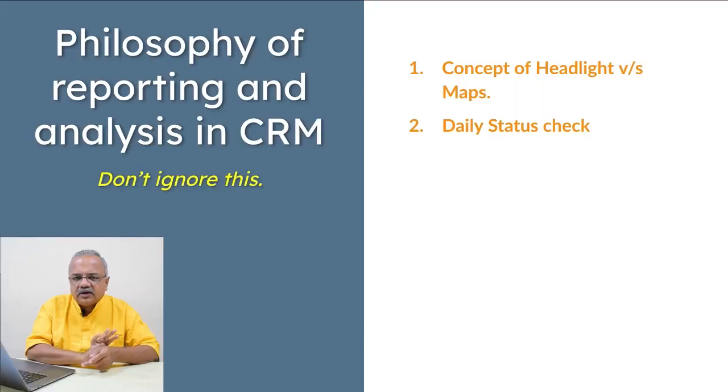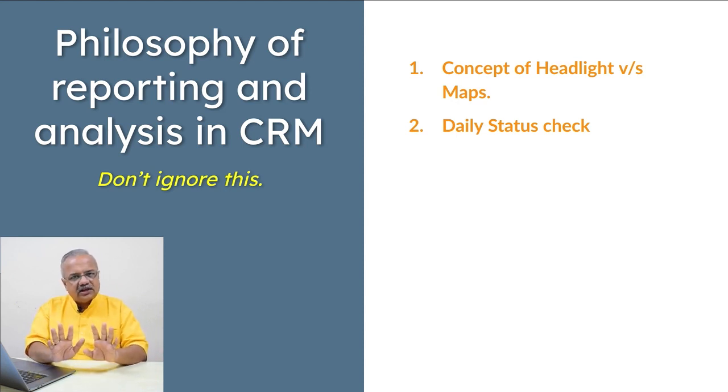Your headlight will not show you the entire road till your destination, and it's not necessary also. The headlight is like your status, right? You keep on getting it from your OPR dashboard. Is everything going right? Is it proper? And a map is the analytics. It will guide you to navigate till the future or the further steps.